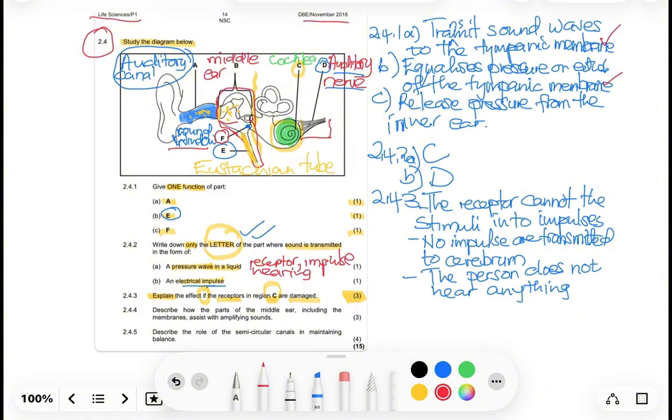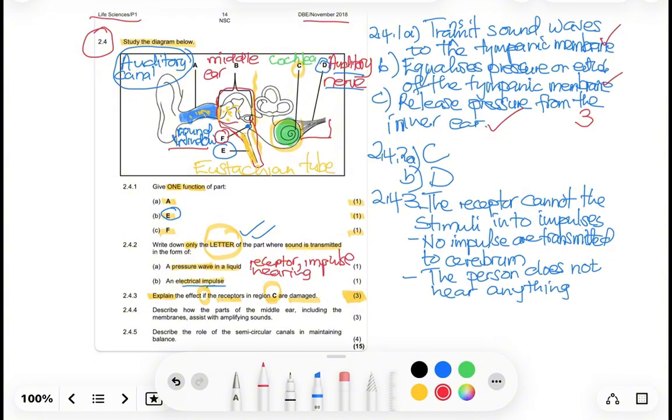The auditory canal has another function, that of secreting cerumen or earwax. All right, so we move on to question part C, question 2.4.1 part C. This one is about F. F releases pressure from the inner ear, and then we have our 1 mark here. So altogether our question 4.1 is 3 marks.